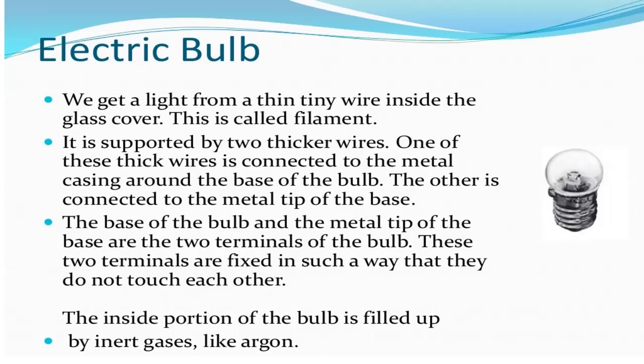When electric current from the cell passes through the filament of the bulb, the filament gets heated so much that it becomes white hot and starts giving light. The electrical energy is converted into heat and light. So a bulb converts electricity into light, and we use these electric bulbs at our homes and in a torch also.